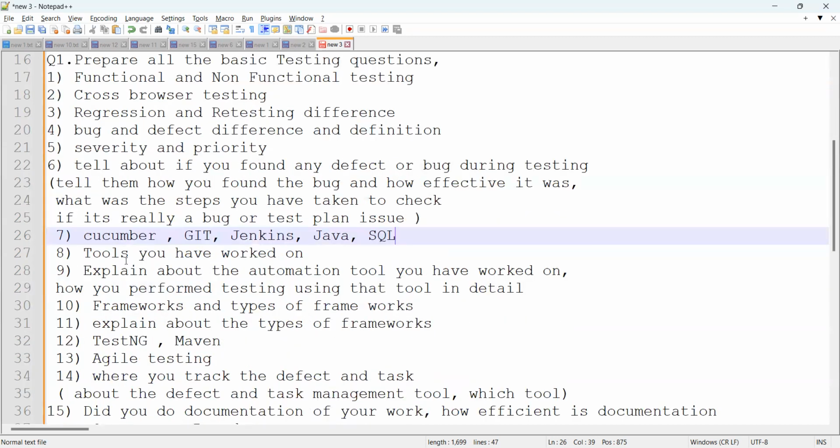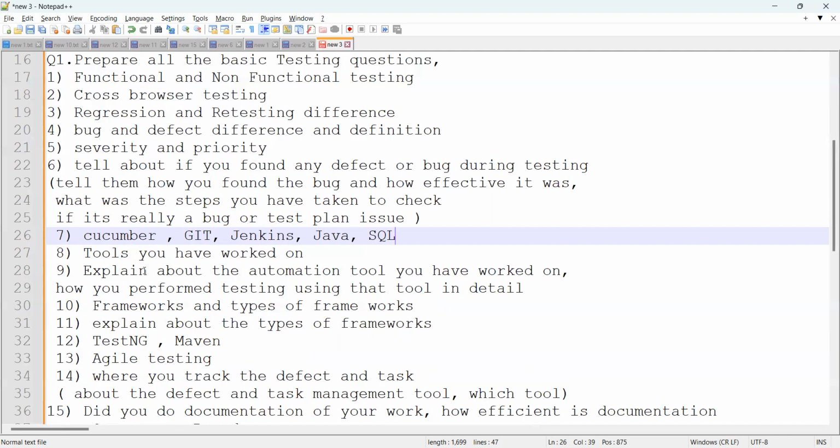The next question is: explain the automation tools you have worked on, and how you perform testing using that tool in detail. Obviously, if you have mentioned that you have worked on an automation tool, he will definitely ask you about the automation framework you are using, whether it's BDD, hybrid or data driven, what design pattern you are using, what reporting mechanism you are following, how you call the page object, and your framework structure.